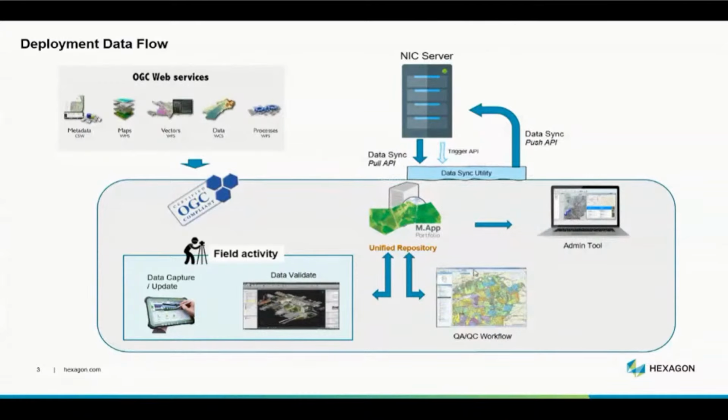We do the QA/QC, and once the QA/QC is done, we will push it to the admin tool, which will then further synchronize the data back to NIC, right? This is the complete workflow, how the data is actually going to flow in a nutshell. Any questions so far on this particular thing?